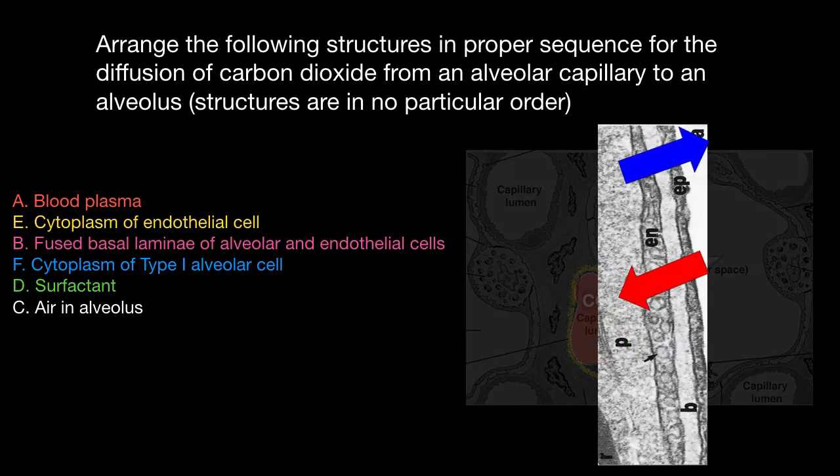Now let's focus on an even closer view of the electron microscopy of an alveoli. This shows the exact same structures, with blue indicating the pathway of carbon dioxide and red indicating the pathway of oxygen. P stands for the plasma of the capillary. Then En stands for the cytoplasm of the endothelial cell. B stands for the basal lamina. EP stands for the epithelial cells of the alveolar cell. And A stands for the air in the alveoli. Again, you may see one of these two structures and they will ask you to identify the parts of the alveolar unit.